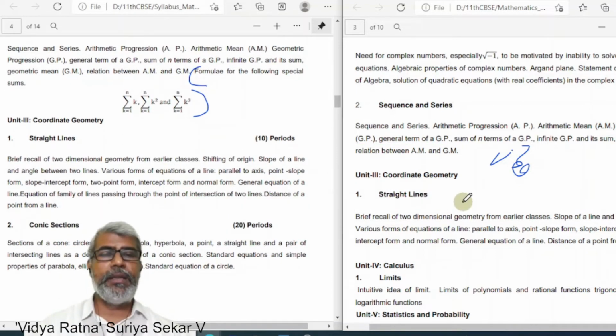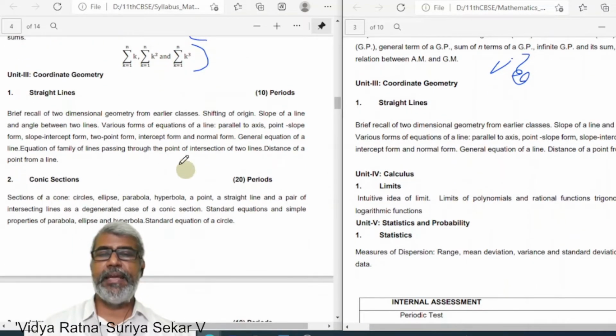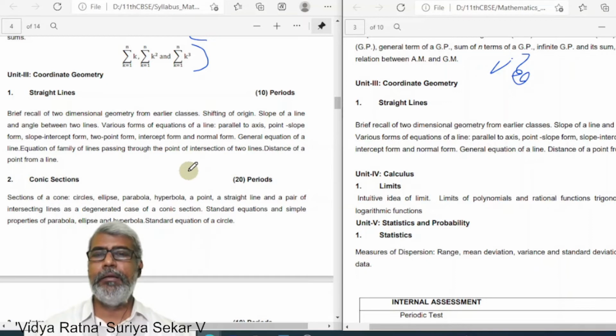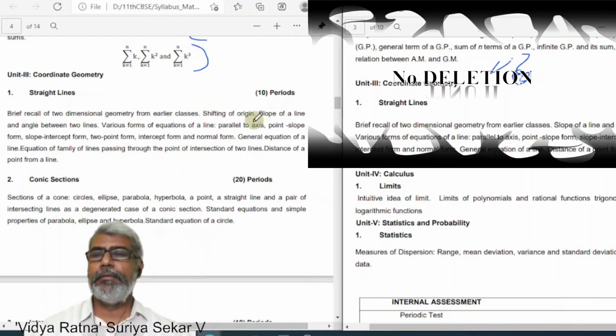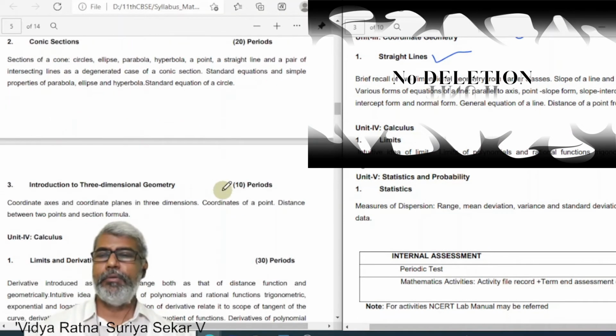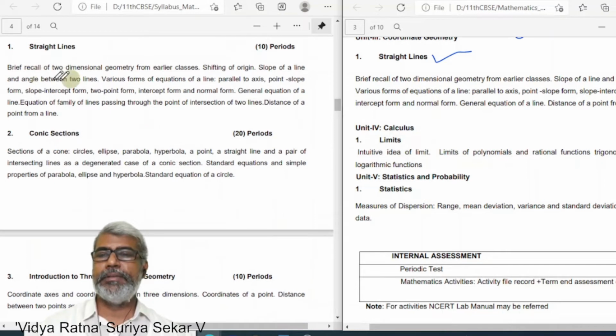Next, coordinate geometry, straight lines. I personally verified with the book everywhere, and the entire book is available. There's nothing deleted. Straight lines, everything is included. Then conic sections, maybe it is in term 2. So straight lines only there.